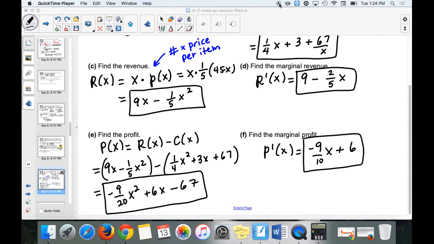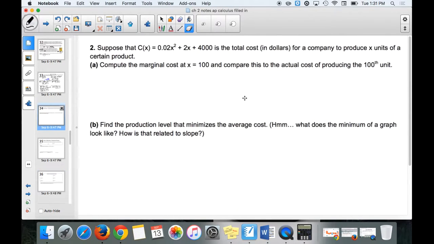I bet using money on Example. So it says, suppose that C of x equals 0.02x squared plus 2x plus 4,000 is the total cost in dollars for a company to produce X units of a certain product. So it says compute the marginal cost at 100 and compare this to the actual cost of producing the 100th unit. So these are kind of strange questions.